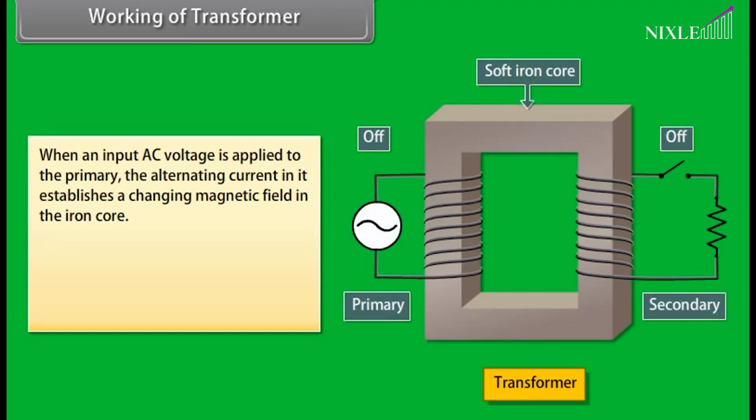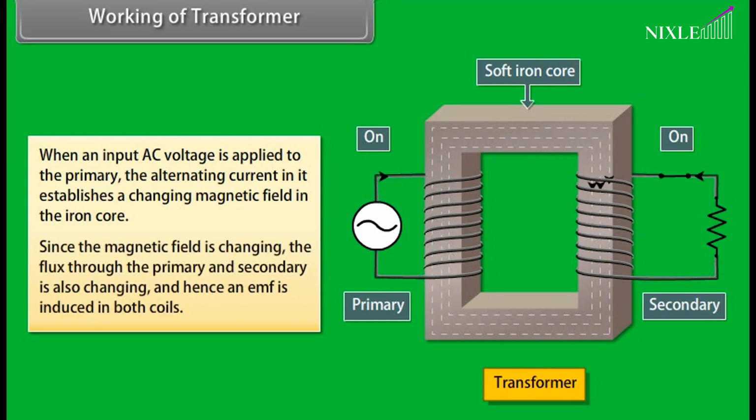When an input AC voltage is applied to the primary, the alternating current in it establishes a changing magnetic field in the iron core. Since the magnetic field is changing, the flux through the primary and secondary is also changing, and hence an EMF is induced in both coils.